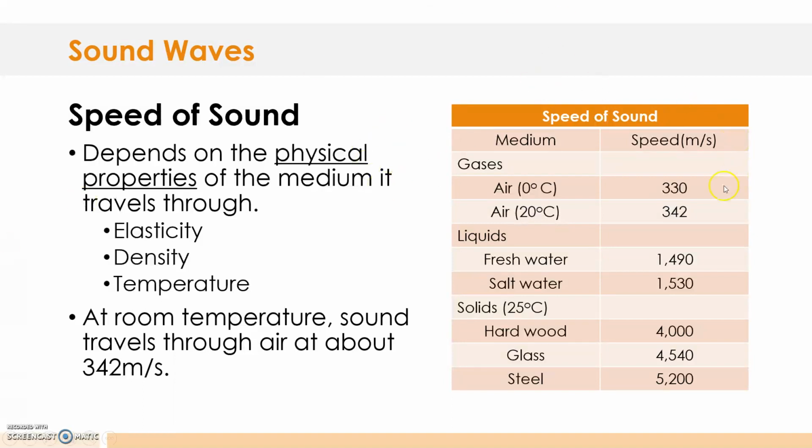So if you look over at the chart, it kind of gives us some ideas of what gases, liquids, and solids, the different speeds. So you can see that air speeds are only in the 300s. Liquids, depending on whether it's fresh or salt water, have more molecules. If it's salt water, it will be faster. That's like 1,500 meters per second. And then solids are the fastest of all, where it's 4,000 to 5,000, depending on how dense the material is. So how fast the sound will travel.